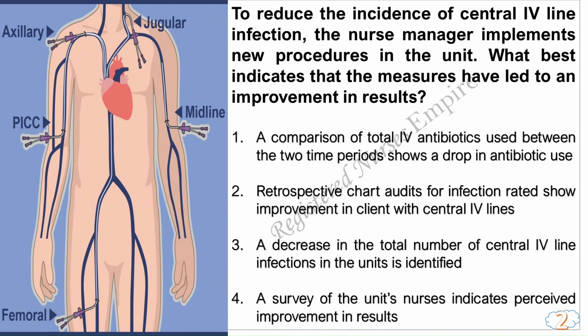Question number 2. To reduce the incidence of central IV line infection, the nurse manager implements new procedures in the unit. What best indicates that the measures have led to an improvement in results? 1. A comparison of total IV antibiotics used between the 2 time periods shows a drop in antibiotic use. 2. Retrospective chart audits for infection rates show improvement in clients with central IV lines. 3. A decrease in the total number of central IV line infections in the units is identified. 4. A survey of the unit's nurses indicates perceived improvement in results.